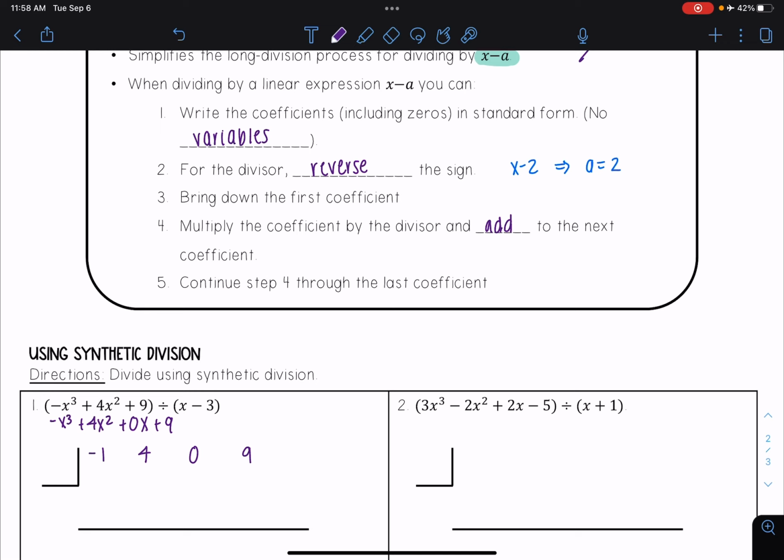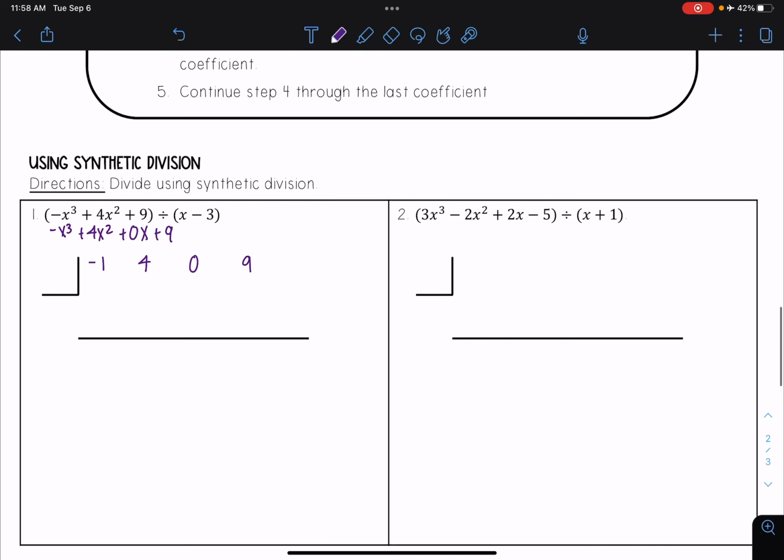My next step, for the divisor, I'm going to reverse the sign. So here I see that I have a minus 3, so I'm going to put a positive 3 right here. And now I'm going to go through the synthetic division process. I'm going to first put a line right here. I'll explain that in a second. And the synthetic division process is pretty simple, just some steps to remember. My first step always is to bring down this very first coefficient. So I'm going to bring down negative 1.